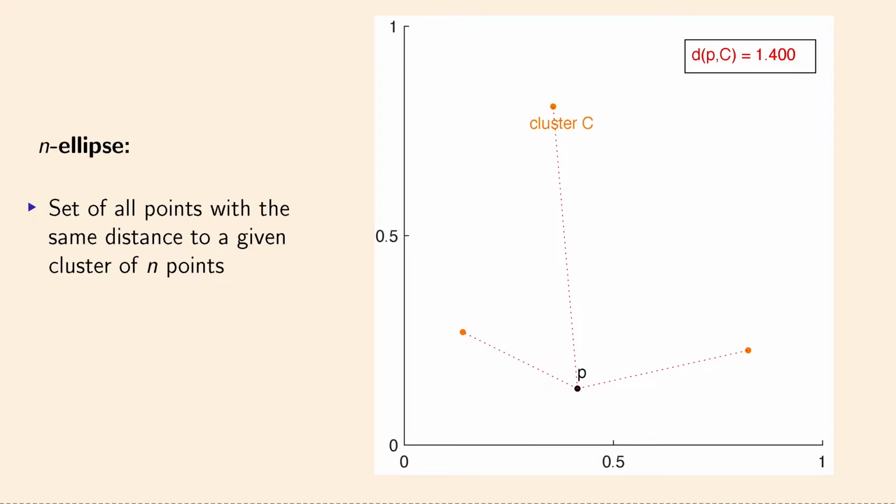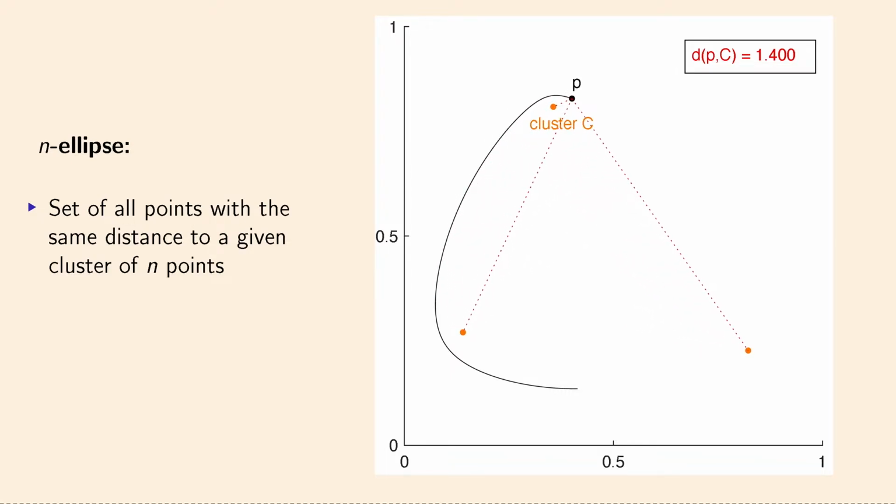Given a cluster and an additional point, we can look for all points with the same distance to the cluster. The set of points with the same distance to a given cluster is called an n-ellipse if the cluster has size n. It is a smooth curve unless it passes through a cluster point. In the example, we see a 3-ellipse, which has distance 1.4 to the 3 cluster points. Note that a 2-ellipse is also known as a normal ellipse.